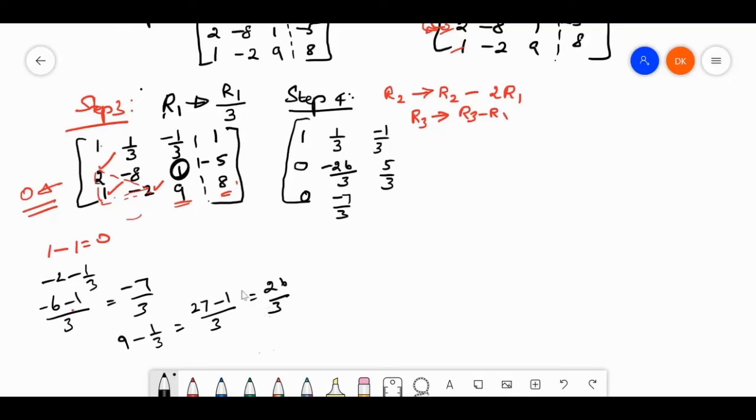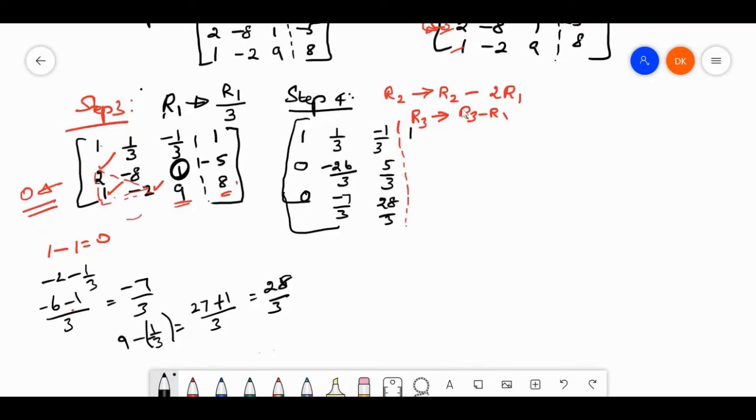Sorry. 9 minus, so minus of minus 1 by 3. So that means it will be plus. So then 28 divided by 3. So 28 divided by 3. Okay, so then, the first row, there is no change in that first row. So then 1 it will come as it is.